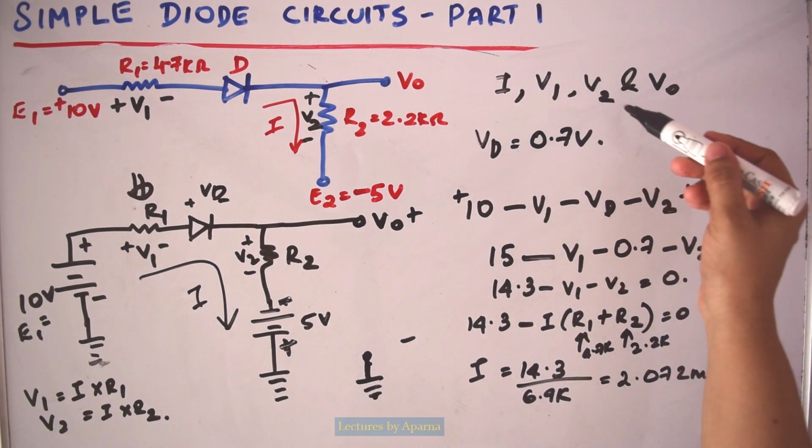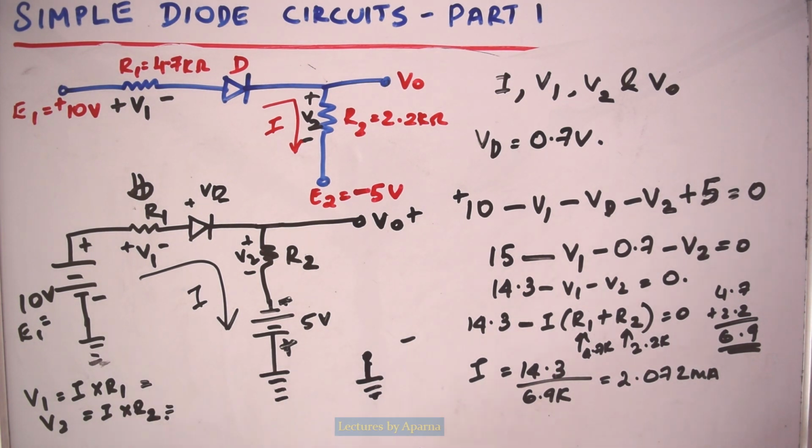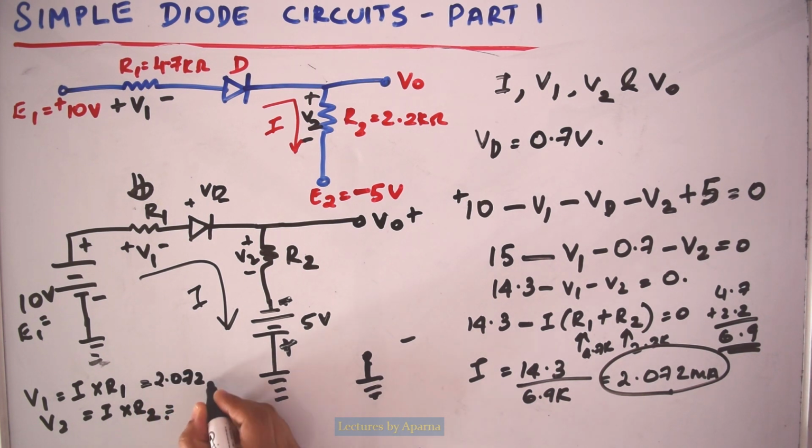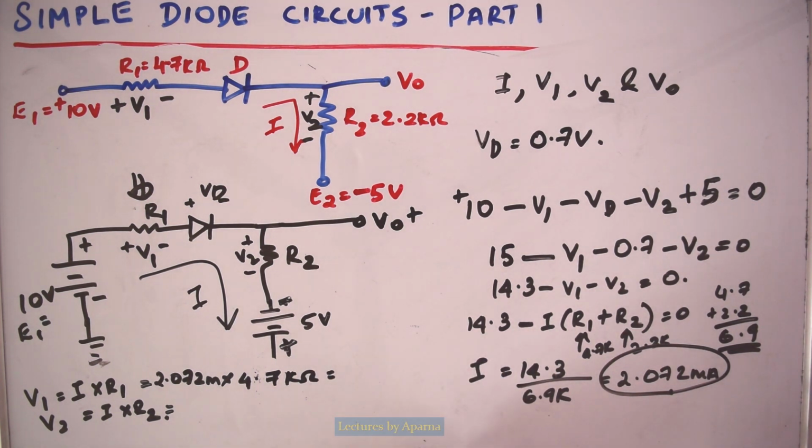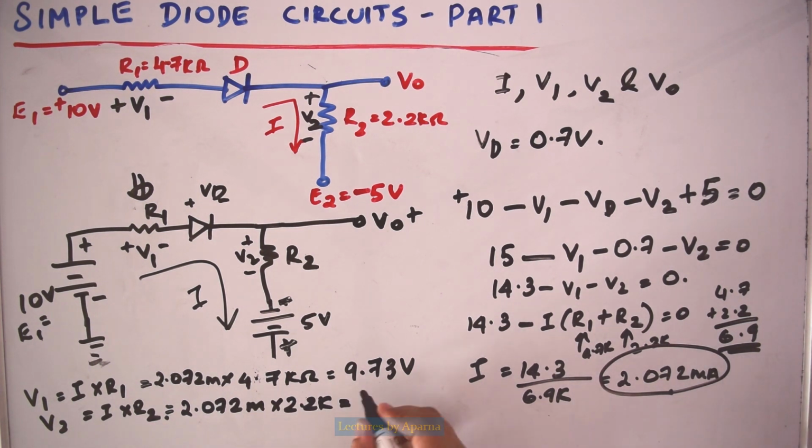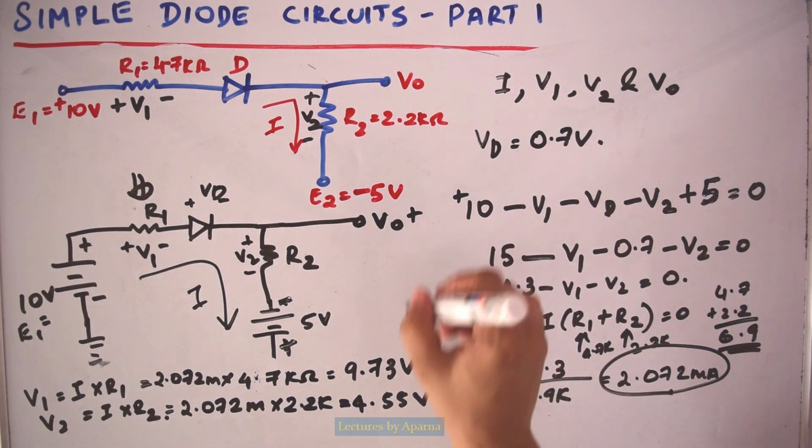Now to find V1 and V2, substitute the value of I here. So you get 2.072 milliampere into R1 value 4.7 kilo ohm, and you get this value as 9.73 volt. And here I is 2.072 milliampere, that into resistance R2, that is 2.2 kilo ohm, you get the value of 4.55 volt.